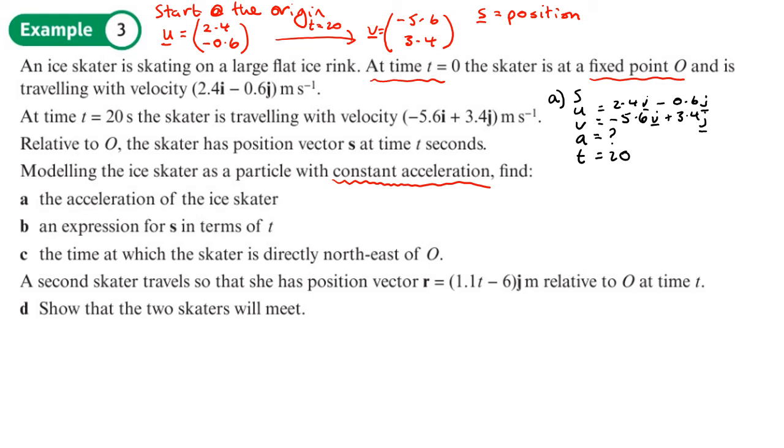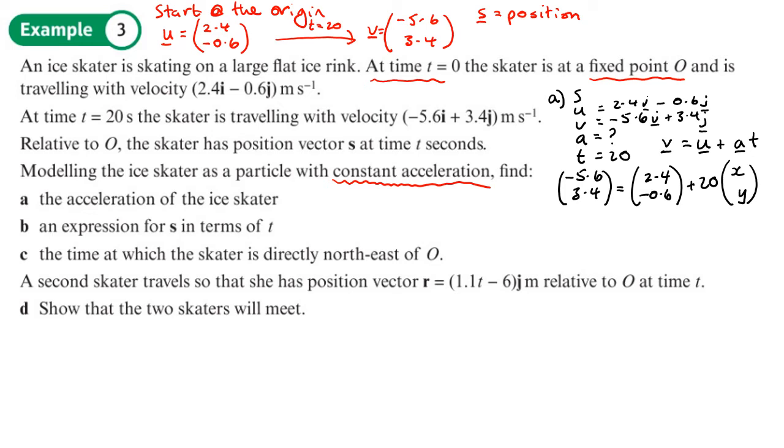Yeah, we've got three things to find the fourth. So if we've got U, V, A and T, then we're going to use the equation V equals U plus AT. I've underlined the things that are vectors. So V, now I'm going to be using columns, negative 5.6 over 3.4, V equals U, which is 2.4 negative 0.6 plus AT, so that's plus 20, so there's my T, and A is what I need to find. Let's call that X and Y.